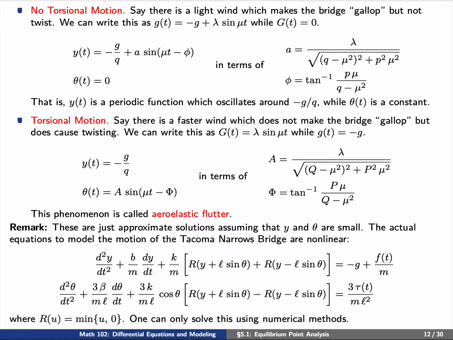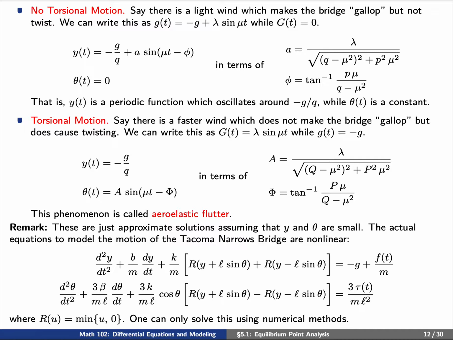Next, we can consider the torsional motion. That is, say that there is a faster wind which does not make the bridge gallop, but does cause twisting. We can write this as saying capital G of t equals lambda sine mu t, while lowercase g of t equals a constant, negative g. We found that y of t equals a constant, negative g over q, while theta of t is a periodic function, capital A sine mu t minus capital phi. This latter phenomenon is what's called aeroelastic flutter.